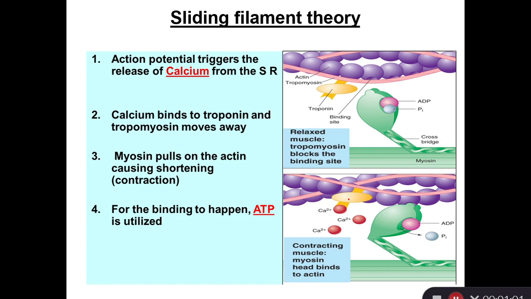Myosin loves actin, and here's a chance. Here it is not covered with tropomyosin. Then the myosin head attracts the actin toward the center of the sarcomere. And here ATP must be utilized as the source of energy.